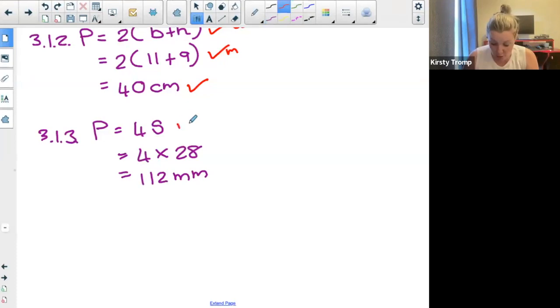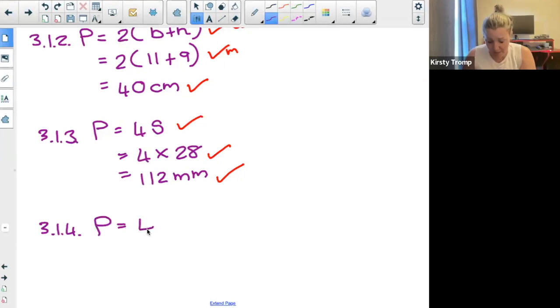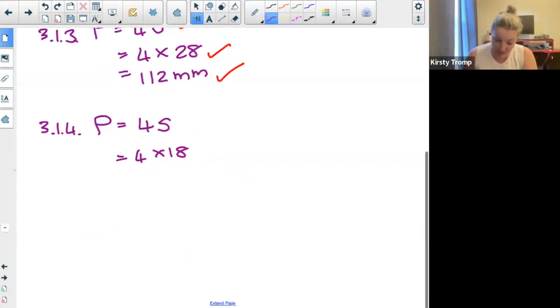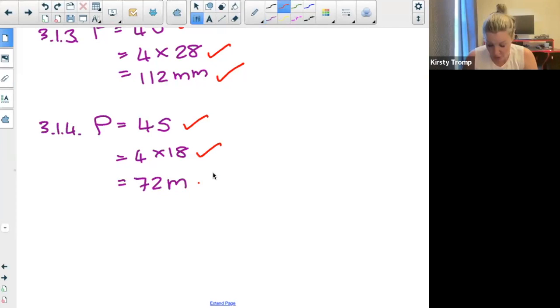Okay, so 1, 2, 3 marks again. And 3.1.4, I had my square, 4 sides, 4 times 18, and 4 times 18 gives me what, guys? What was 4 times 18? It gives me 72 meters. So 1, 2, 3.